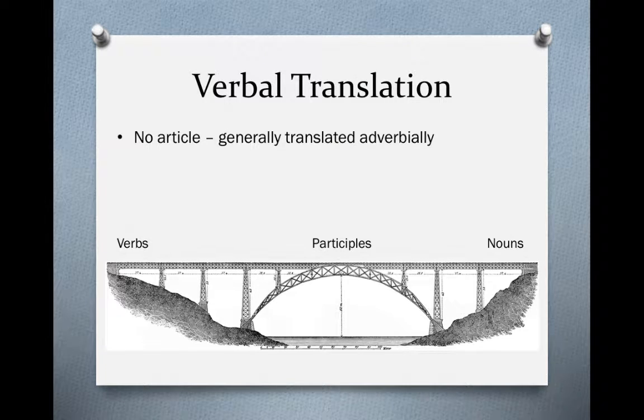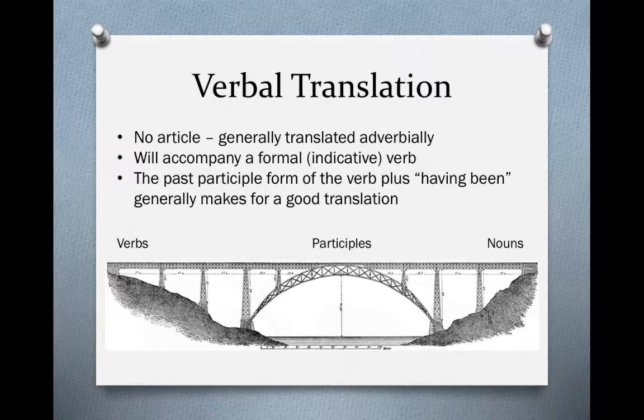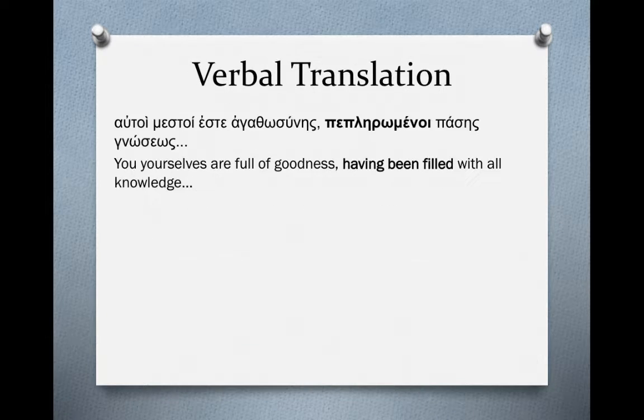So when one of these participles is functioning more adverbially, what are some rules we need to keep in mind for the translation, for a verbal translation? Well, keep in mind that if there's no article, generally that means it's functioning more adverbially. And it will be accompanying a main or formal verb in the context. Generally that verb will be indicative. And the past participle form of the verb plus having been generally makes for a good translation, just as we talked about. So let's take a look at some examples.